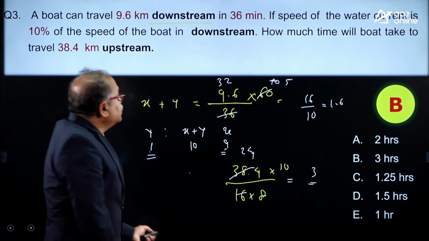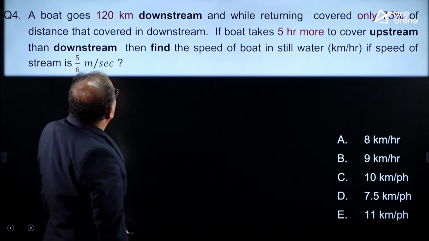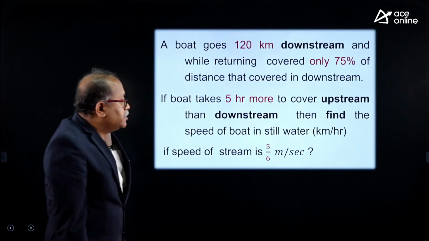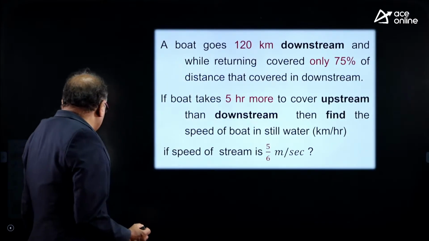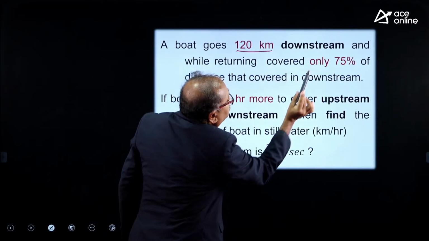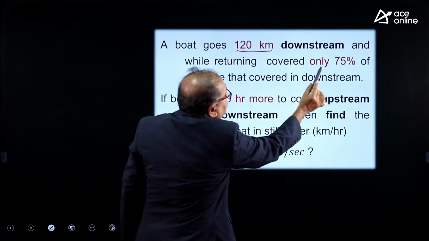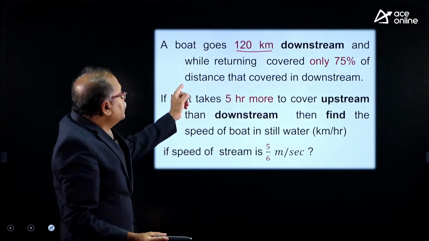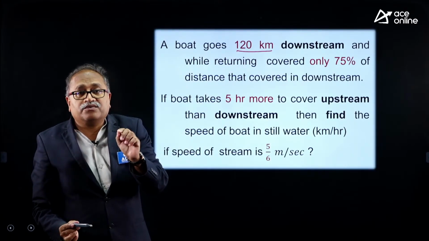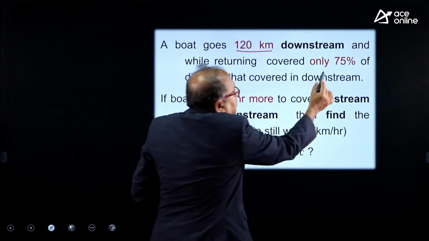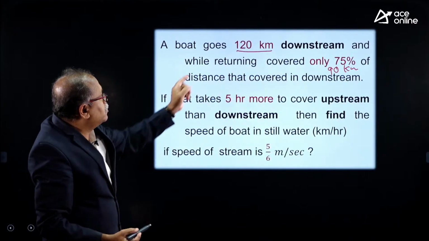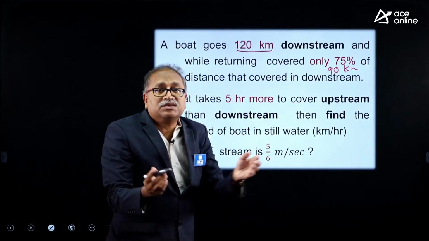Moving on to the next question, which is here. Okay. Look at the question over here, and then we will discuss what is the best way to approach it. Now a boat goes 120 kilometer downstream and returning covers only 75% of the distance covered downstream. What is 75% of 120? 3/4. 3/4 is 90 kilometer. So in other words, I also know in downstream 120, upstream is 90 kilometer.